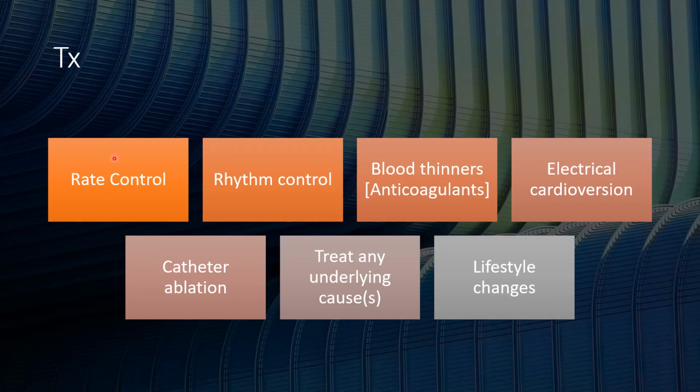When it comes to the treatment, we should know what we want to do. We must be thinking about rate control, rhythm control. Will I use blood thinners here, that is anticoagulant? Will I use electrical cardioversion? Any need of catheter ablation, or is that what we'll end up with? Are there any underlying disease or diseases that must be treated? How about counseling as per lifestyle changes? So the treatment will be centered around all this.